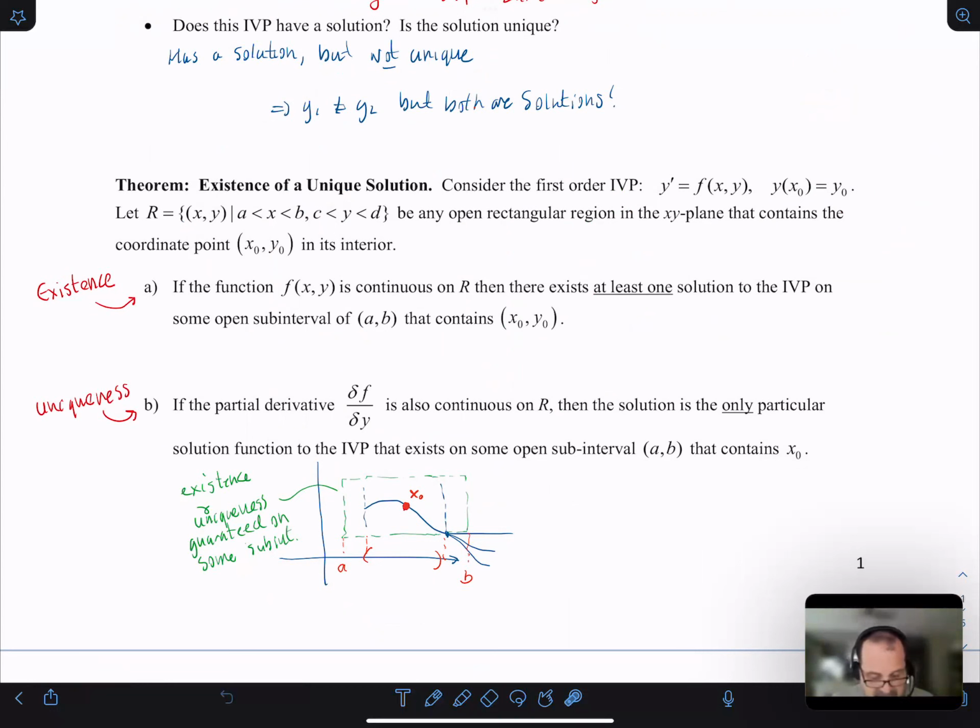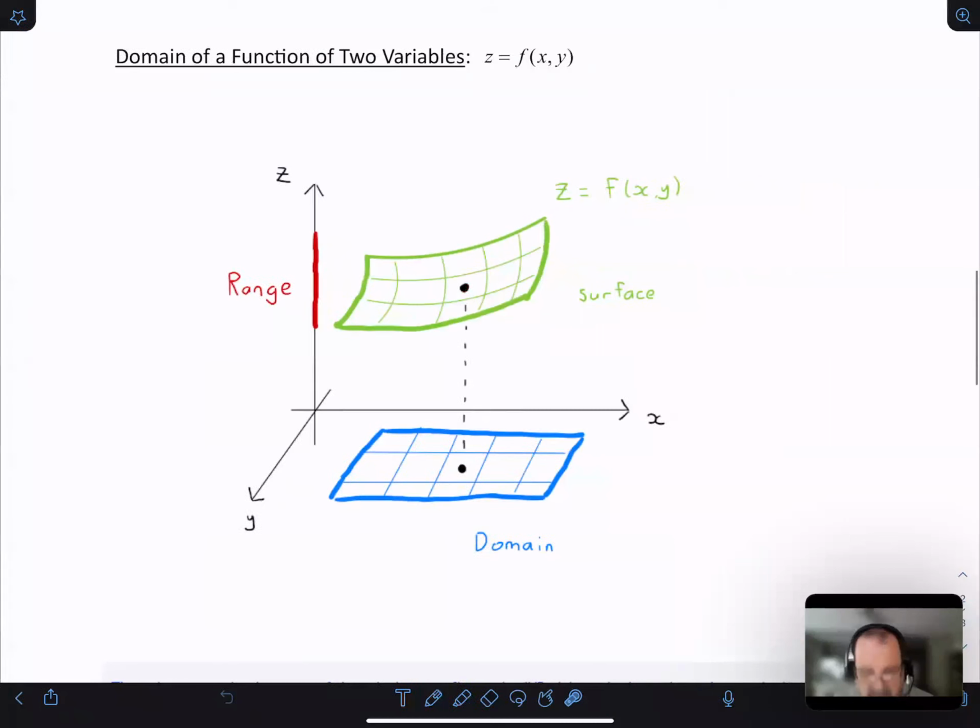So it turns out that, we will come back to this, but it turns out that we are interested in this function f of x y, as we saw back in section 1.3, and the nature of this function basically determines whether we have a solution and whether it is unique or not. And it comes down to two things: the continuity of f of x y and the continuity of the partial derivative of f of x y. So these are a couple of things we want to talk about before we come back to this theorem. So let's take a look here.